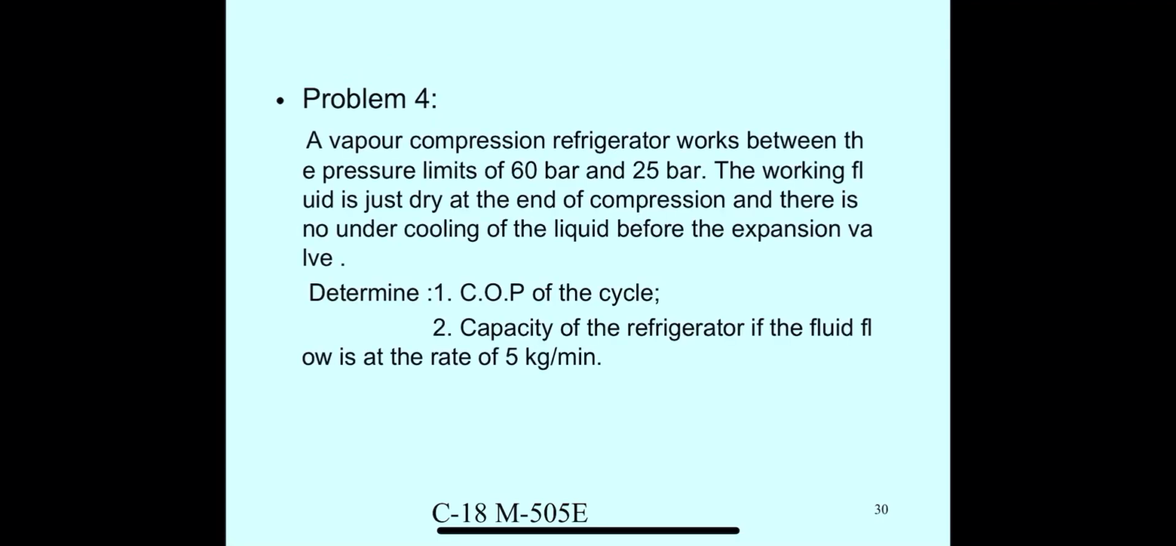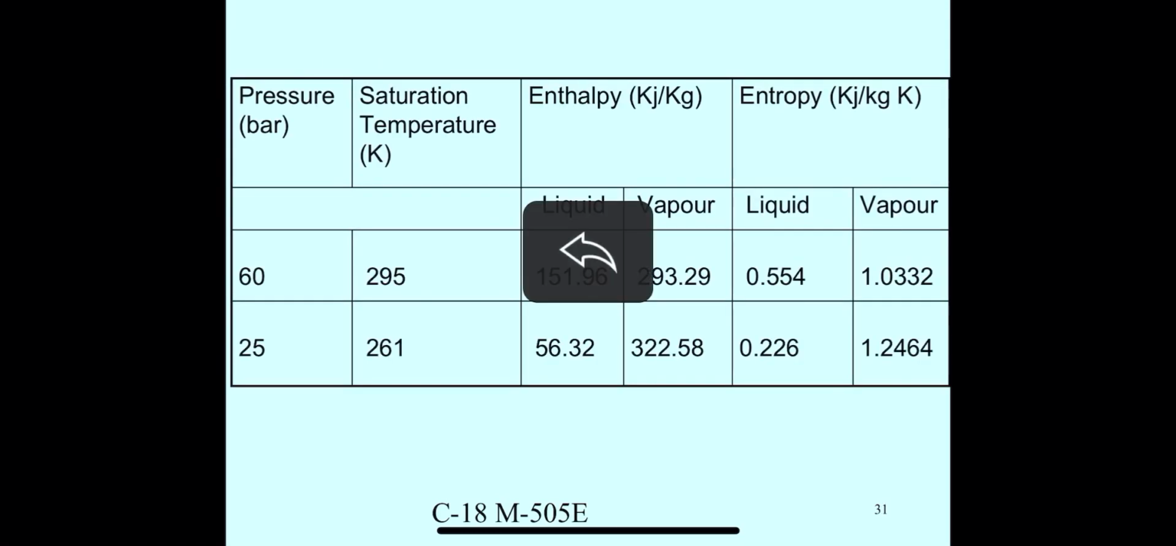Okay, 6.8. Next problem. A vapor compression refrigerator works between the pressure limits of 60 bar and 25 bar. The working fluid is just dry at the end of the compression, and there is no undercooling of the liquid before expansion valve. Determine the COP of the cycle and capacity of the refrigerator if the fluid flow is at the rate of 5 kg per minute. See the temperature, pressure, enthalpy and entropy values here.